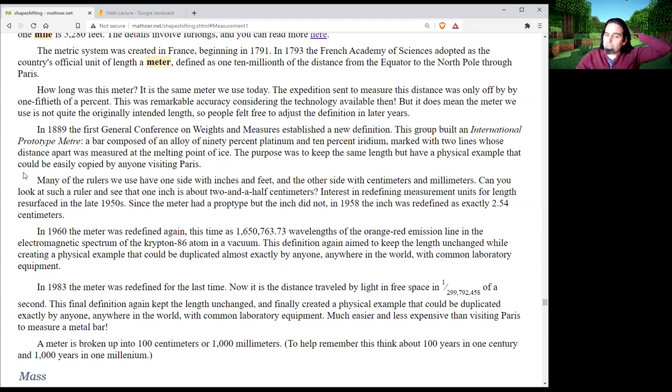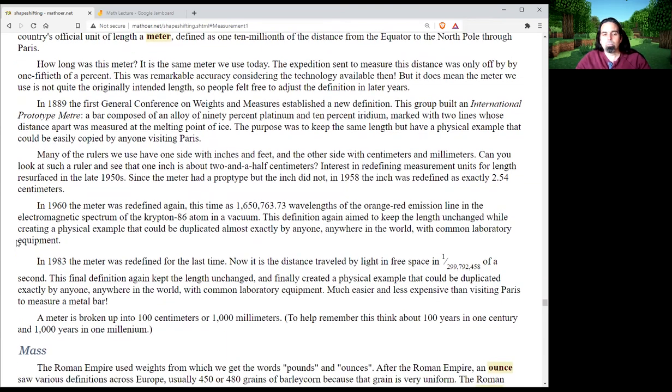Many of the rulers that we have today have one side with inches and feet, and the other side has centimeters and millimeters. In the 1950s, much more recently, people decided that since the meter had this official object to define it, but the inch didn't, then the meter sort of got priority. So in 1958, the inch was redefined to be exactly 2.54 centimeters, which didn't change it very much, but now it was easy to not have some rounding.